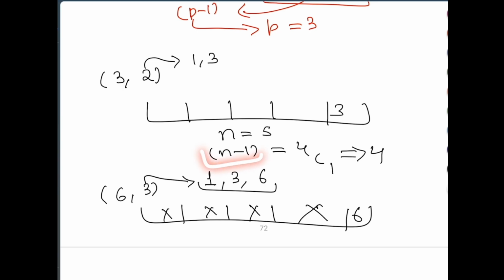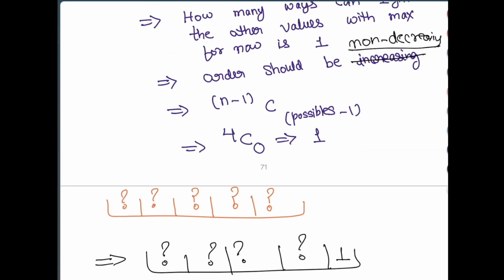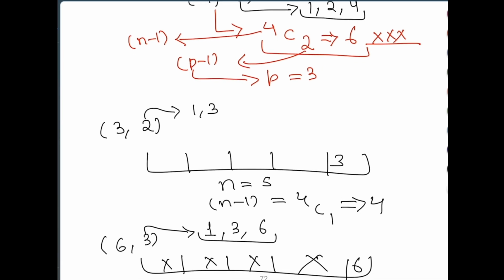So the formula is n minus 1 C p minus 1. So n minus 1 is 4, and p is 2, right? The number of possibilities is 2. So I would say 4 C 1, that is 4. So if I put 3 here, I have 4 more possibilities of creating an ideal array. So we have got 4 plus 1 we already got, so we have got a total of 9, right? The output for this input is 11. We will see what the other 2 ideal arrays are.